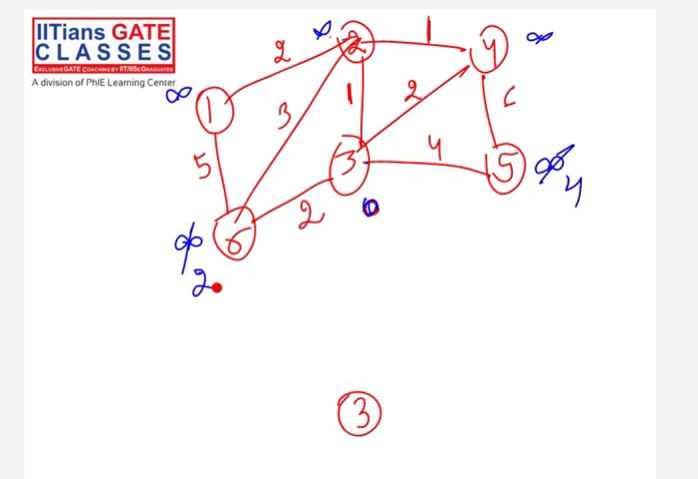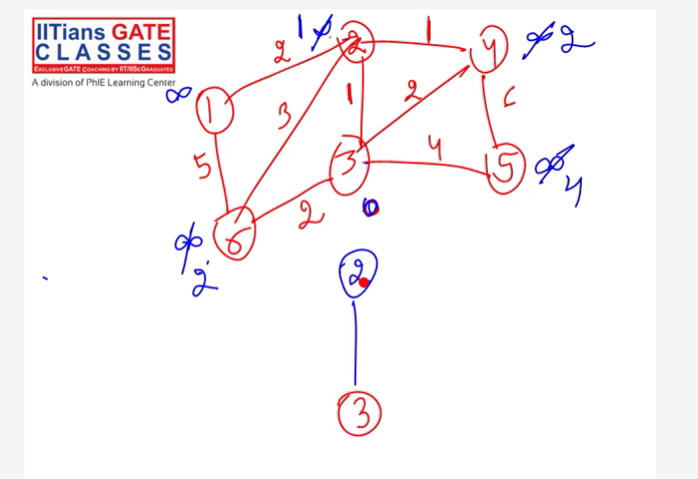Between 3 and 2, there is an edge, the weight of the edge is 1, so this becomes 1. Between 3 and 4, there is an edge 2, so this becomes 2. And that's it. 4 edges, 4 modifications. Now you have to find the minimum out of all these numbers. So you have 5 vertices: 2, infinity, 1, 2, and 4. Minimum is 1. So you basically make this connection.